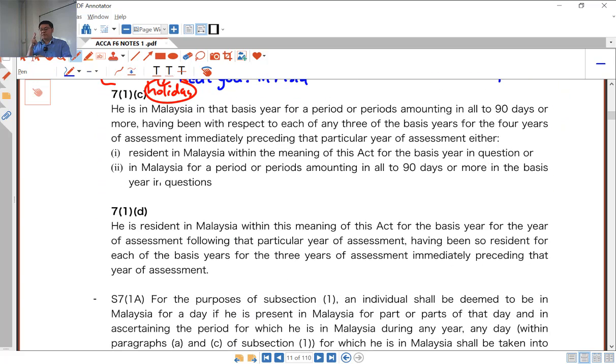Okay, let's finish off with two more, then I'll let you all try an exercise, then we can move on. Now 7.1c, right? It has two conditions. So if you miss 7.1b, when you want to try 7.1c, there are actually two conditions. The first condition in 7.1c is this. If you read the first line, it says he's in Malaysia in that basis year for a period or periods amounting in all to 90 days or more. That's the first one: you must have a minimum of 90 days in that year.